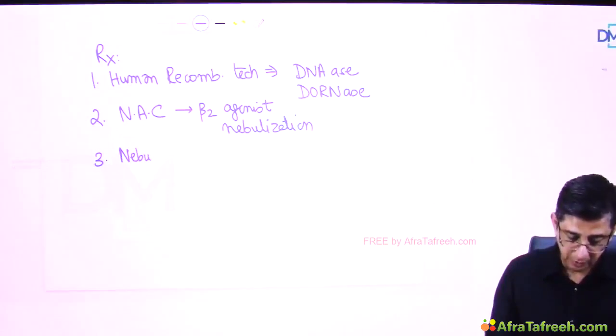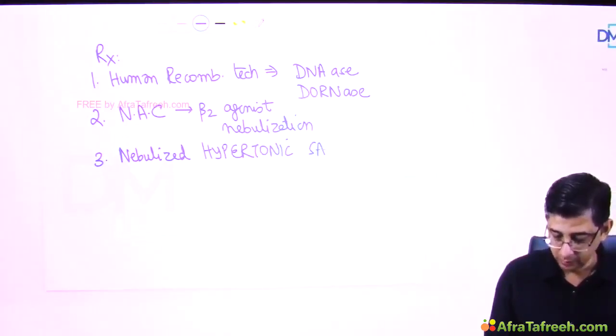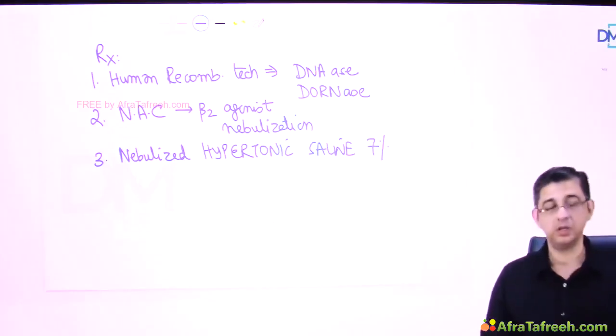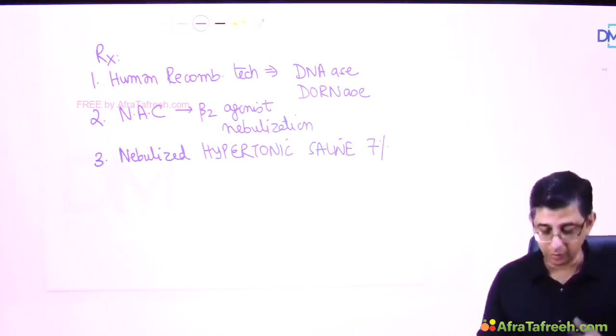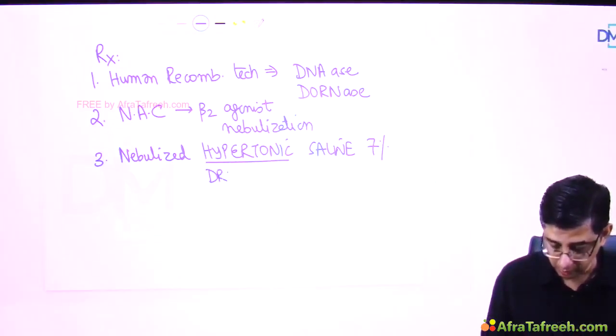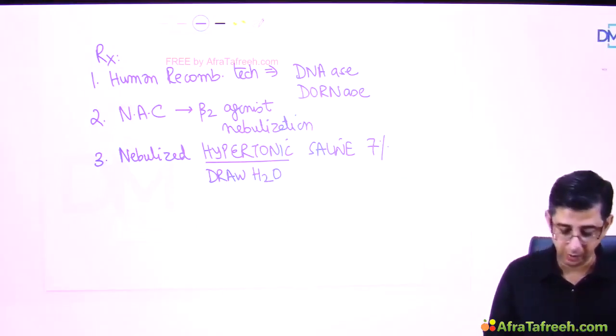In our government hospitals, we also use nebulization with hypertonic saline. You can go up to 7% hypertonic saline instead of the standard 3%. The logic behind this is that the hypertonic saline will draw water into the periciliary fluid and into the mucus. So once it draws water, the tenacity will become relatively lesser.